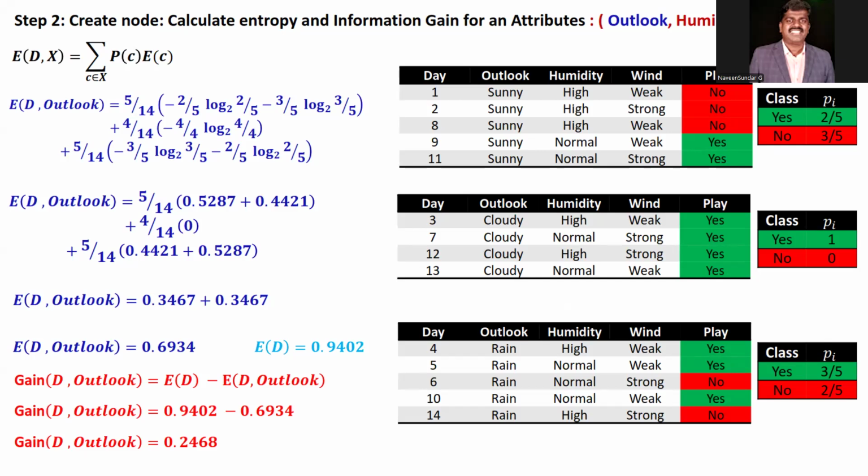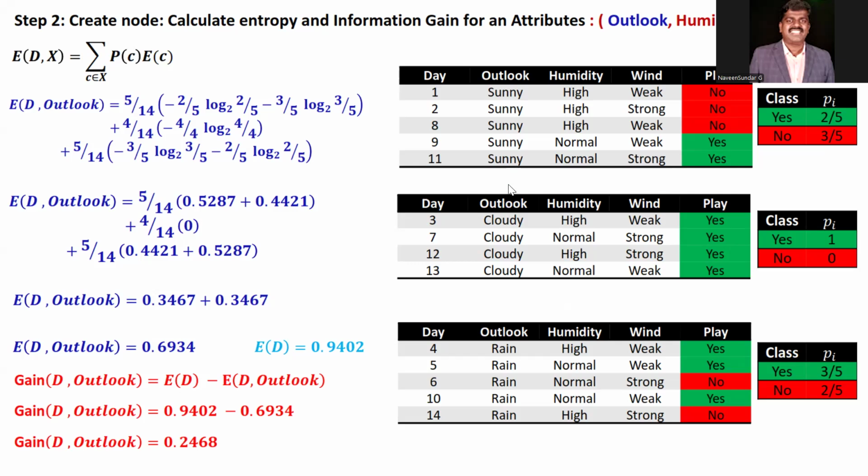As I told you, each and everything we have to calculate, and whichever one is maximum, we can consider that as the root node. Either outlook is the root node, or humidity is the root node, or wind is the root node. Likewise, we are going to calculate. Okay. So first we are taking in terms of outlook.